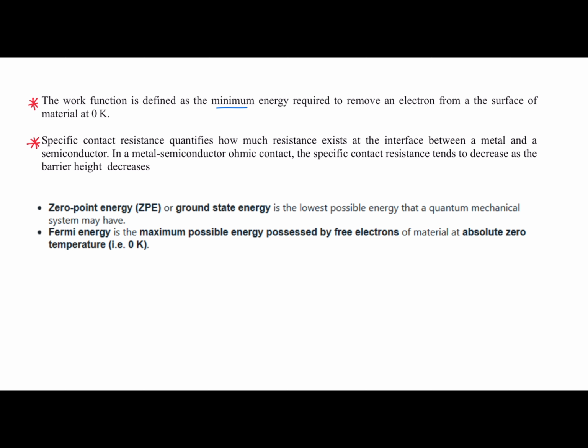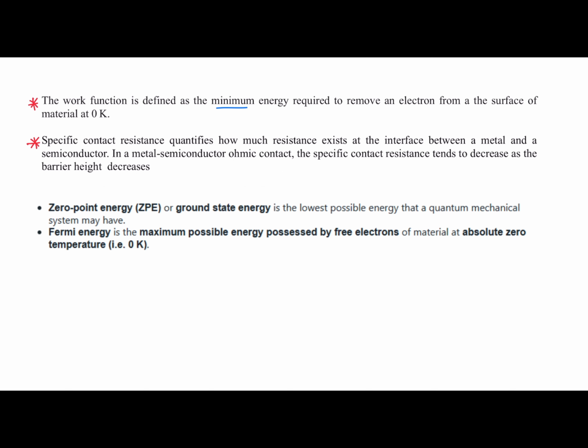So the work function is defined as the minimum energy required to remove an electron from the surface of the material at 0 Kelvin. Specific contact resistance, in statement D, is given. This specific contact resistance quantifies how much resistance exists at the interface between a metal and a semiconductor. In a metal semiconductor ohmic contact, specific contact resistance tends to decrease as barrier height decreases.